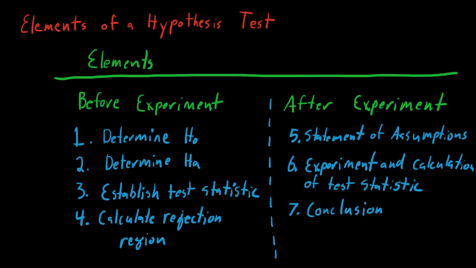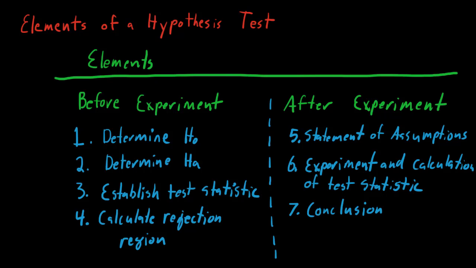The final piece that we're going to cover in this video is the elements of a hypothesis test. Those are broken up into two different sections: what we do before an experiment and what we do after the experiment. Before the experiment, we determine what our H naught is, what our default conclusion would be. We determine what HA would be, what our alternative conclusion would be, so what we're trying to see if we fit in that bound. We establish our test statistic, so most of the time that's going to be our z statistic. And we calculate our rejection region, the region where if our test statistic falls within that bound, we're going to accept HA as opposed to H naught.